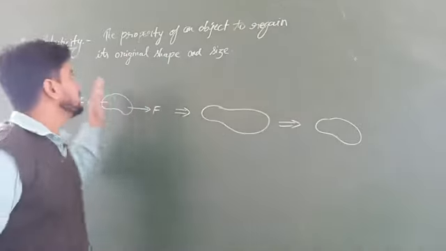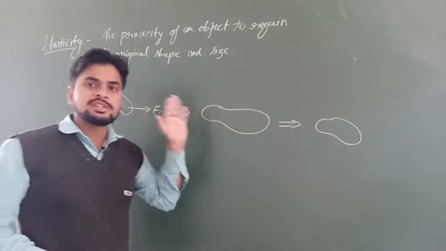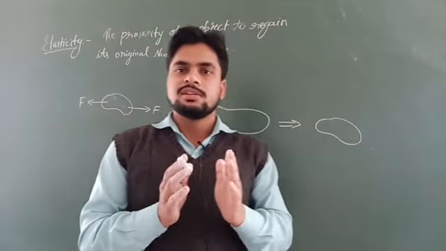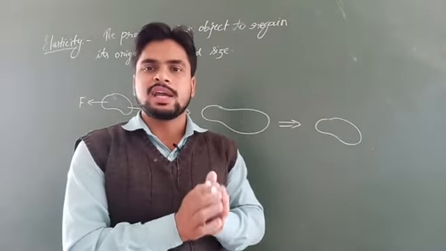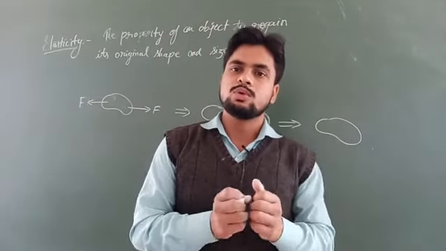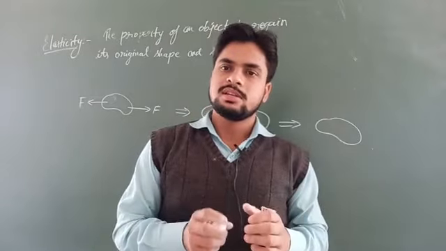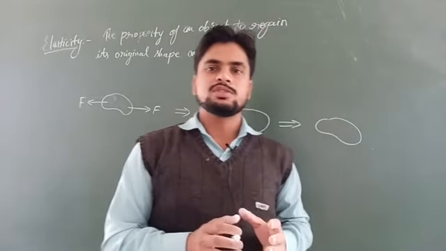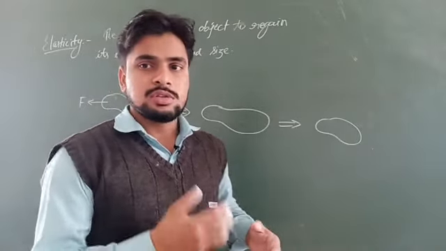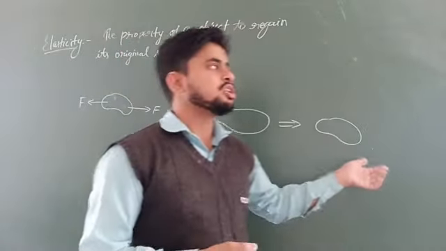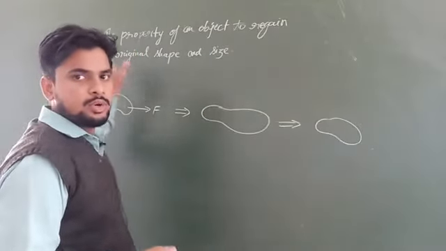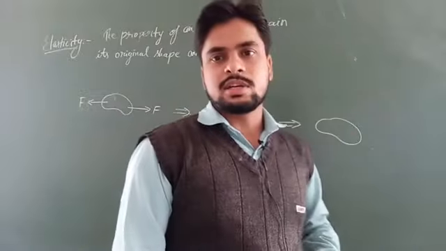So the property through which it tries to maintain its original shape and size after being released is known as elasticity. In the same way, you have observed that when you compress a spring and release, the compressed spring again comes back to its original shape and size. When you stretch a spring and release, then it also tries to maintain its original shape and size. So why are they trying to maintain their original shape and size? Because of a property known as elasticity. Okay, students? So I hope this property is clear to you.